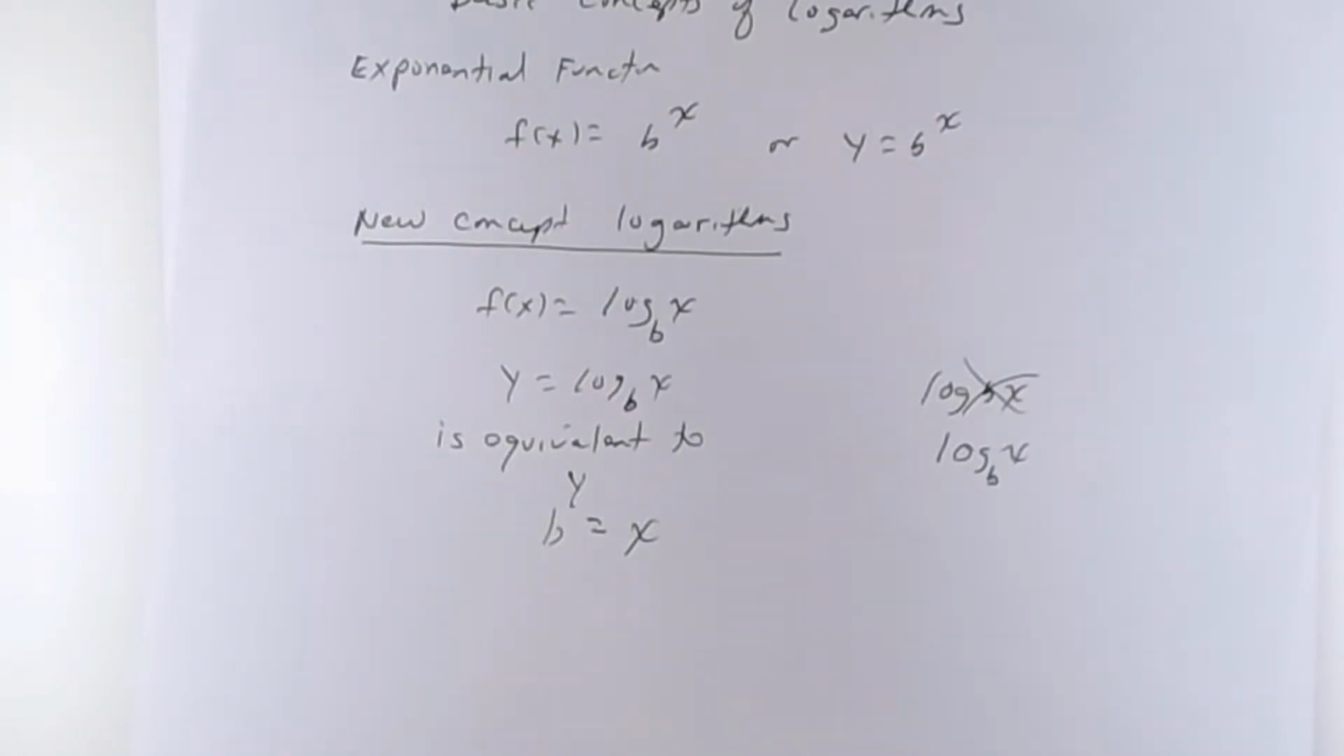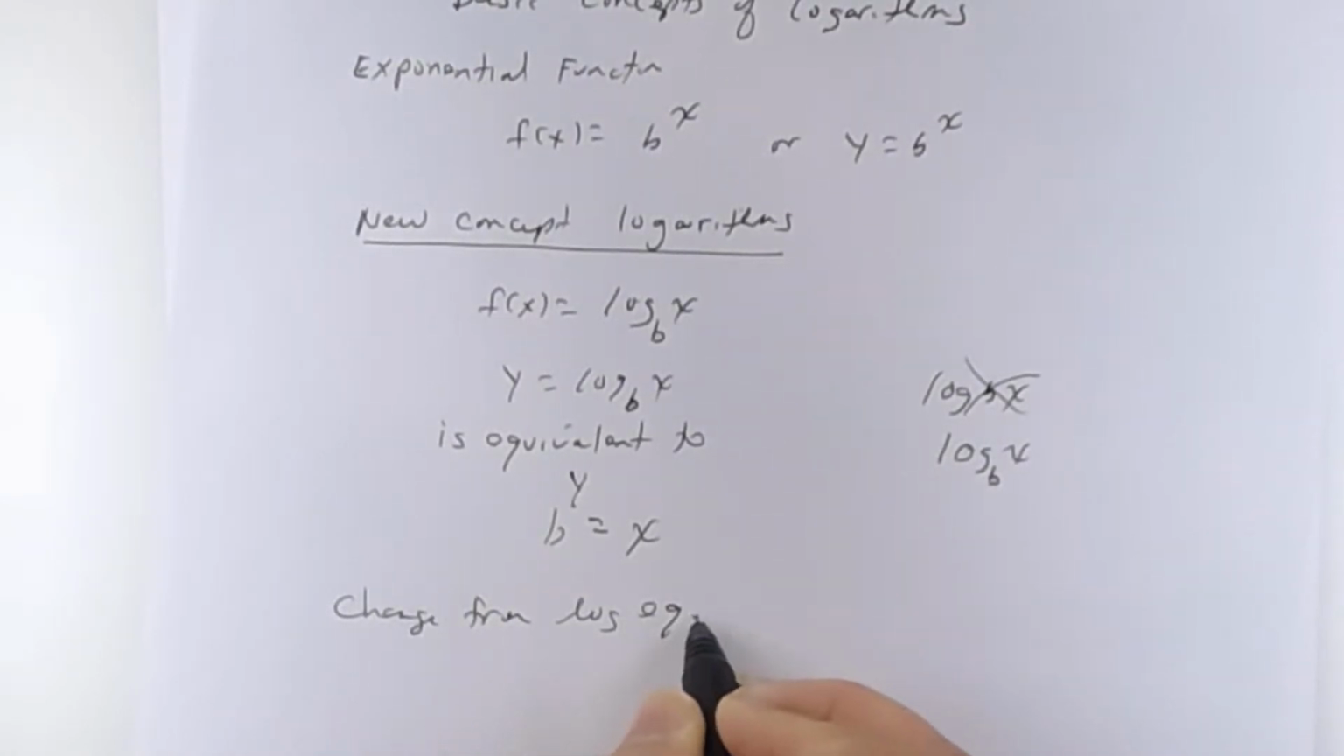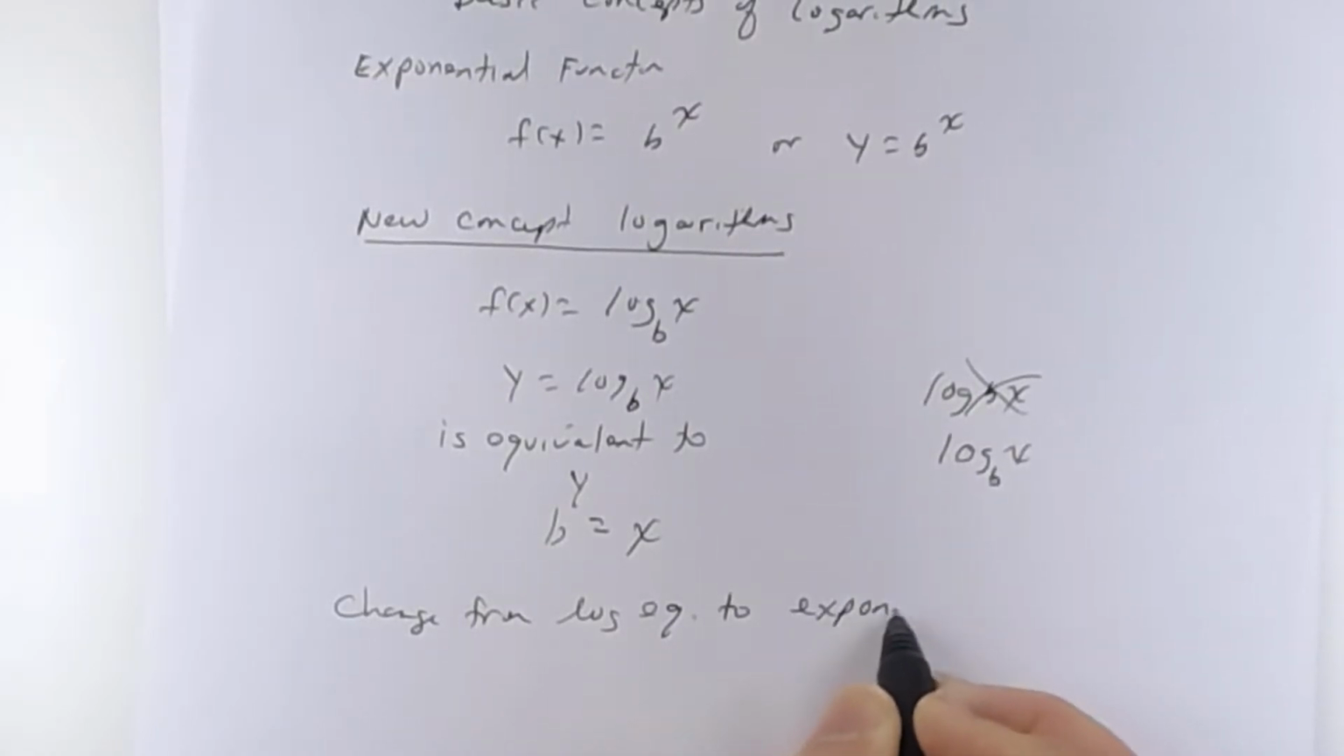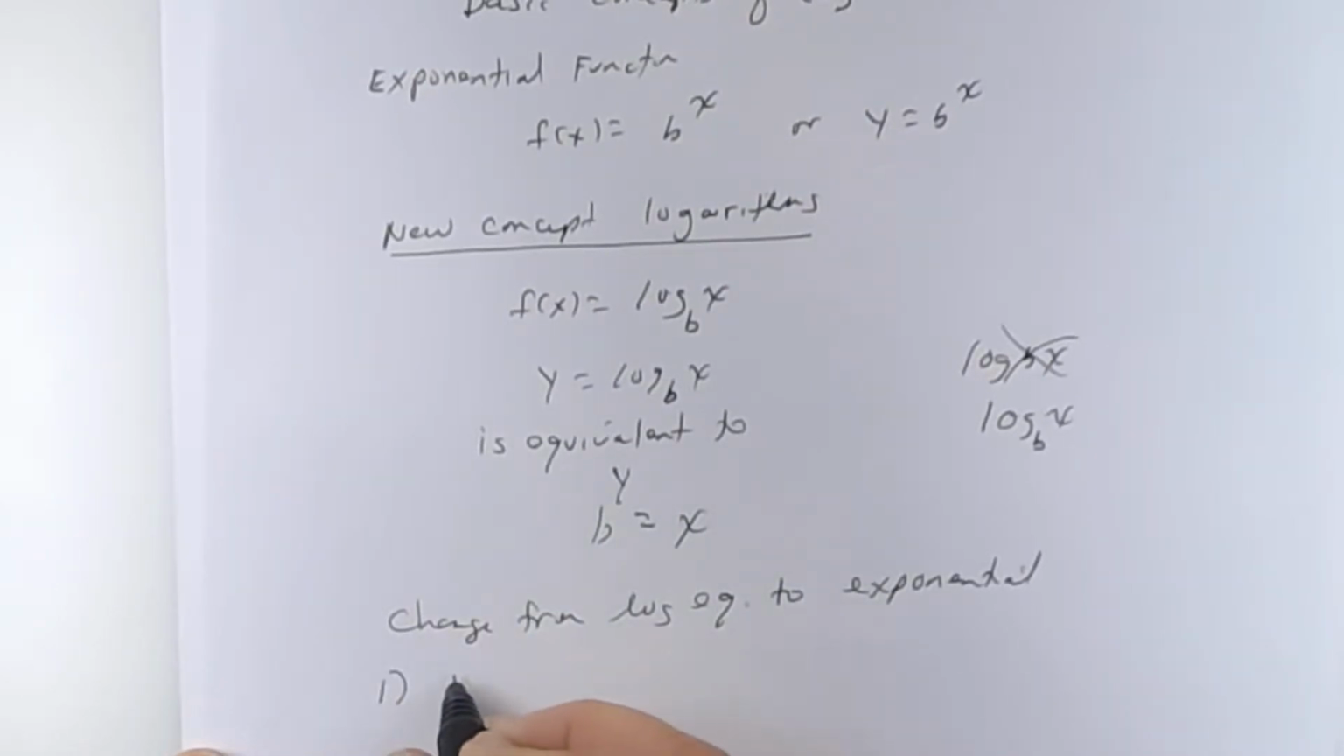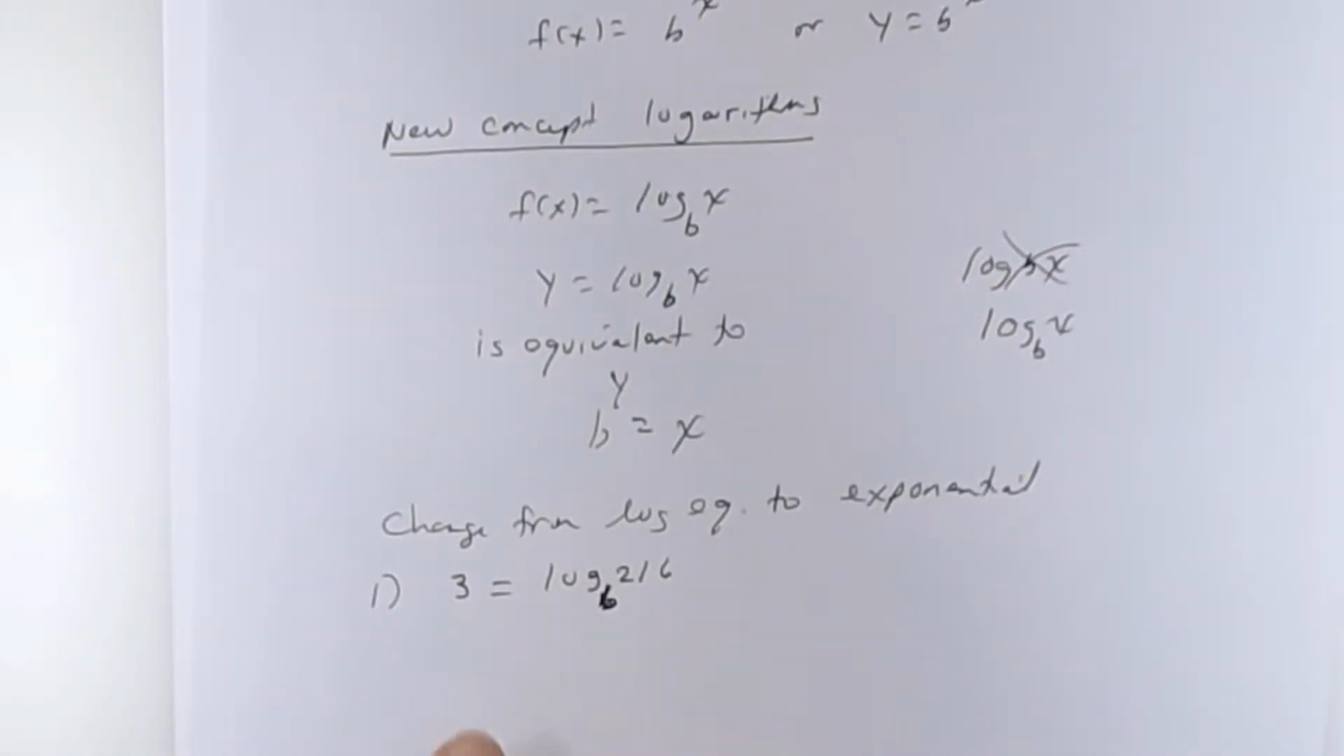All right, so the direction is going to say something like: change a log equation to exponential. Change from log equation to exponential. All right? Okay, the first one. 3 equals log of 216 base 6. That's 6. Notice how I read it. That's a 6, by the way. It looks like a B. It's a 6.